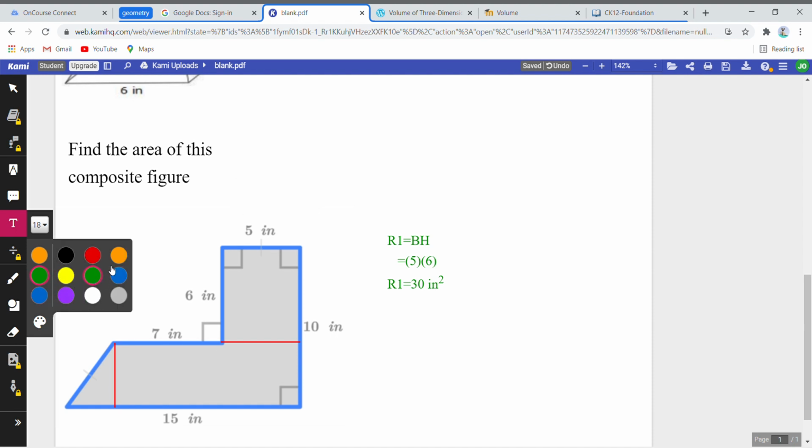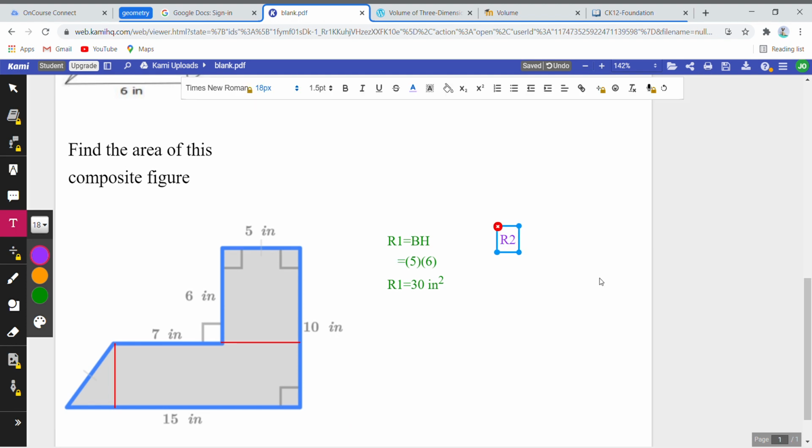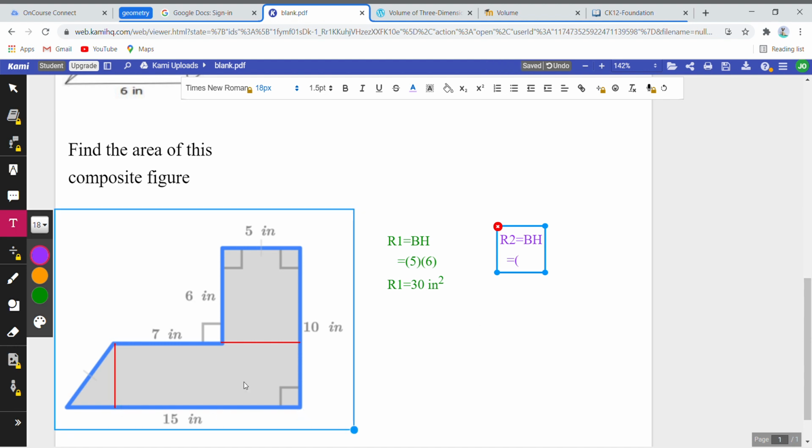So we'll make that, do it in purple, and we'll call it R2 for rectangle 2. So now again, base times height is the formula for this, and so it doesn't tell us directly the base or the height. So to find the base, we see that this is 7 and this is 5, so we just need to add that together and get 12. And then the height we need to find right here. We know that all of this is 10 and this is 6, so if you subtract 6 from 10, that gives us 4. Then you multiply it out and get 48 inches squared.